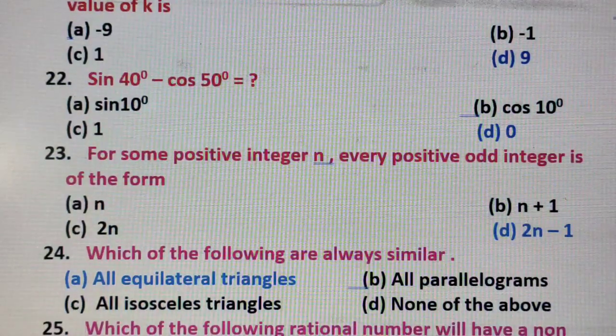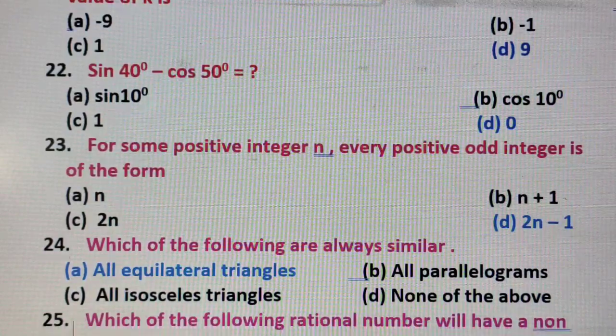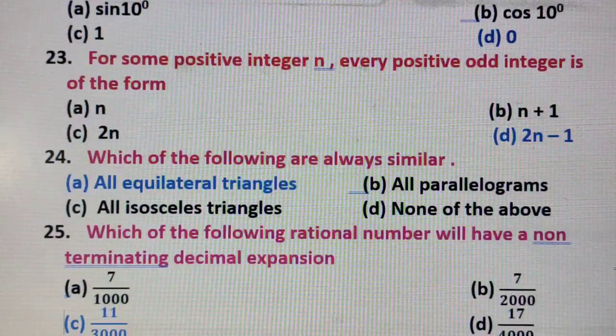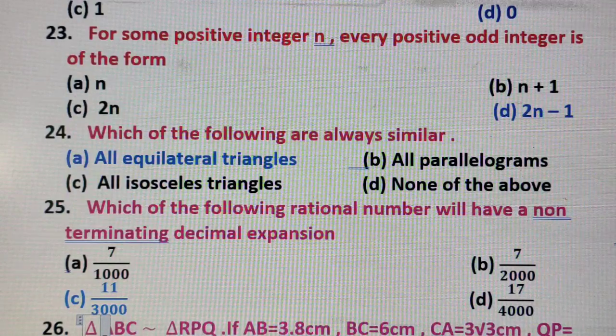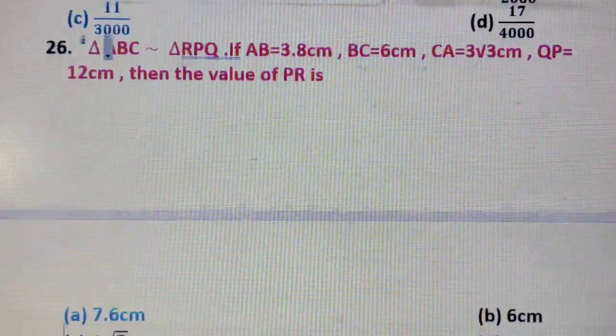Which of the following are always similar? All equal triangles are similar. Which of the following rational number will have a non-terminating decimal? So if we check the denominator by prime factorization, we get 11 by 3000 has a prime factor other than 2 and 5, that is 3. So that is 11 by 3000 will have non-terminating decimal expansion.